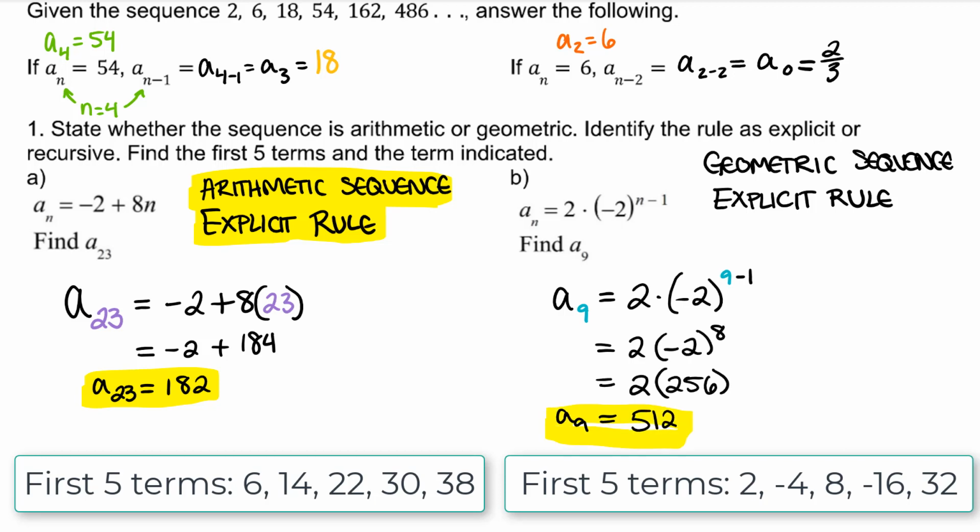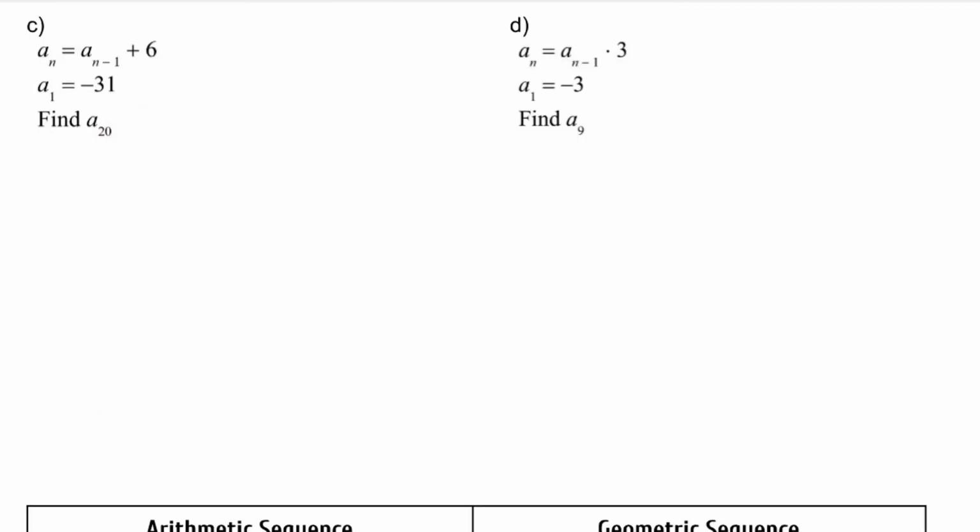So a sub 9 is 512 for this geometric sequence. Part C has given us a sub n as a function of the term before. When your rule relies on existing terms, or the term before, in order to create the next term, you have a recursive rule. I cannot just plug in 20 and get the answer. I have to find the first 19 terms in order to get the 20th term.